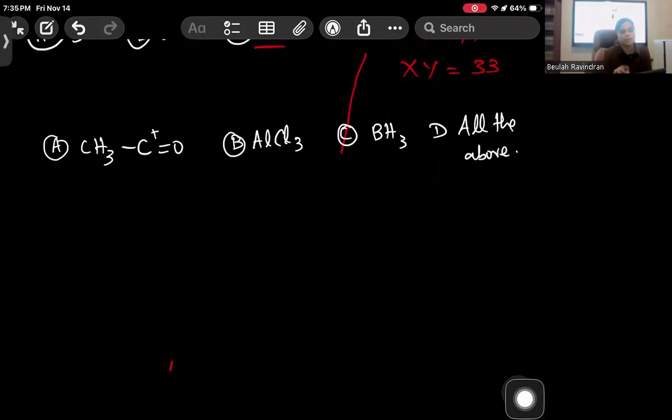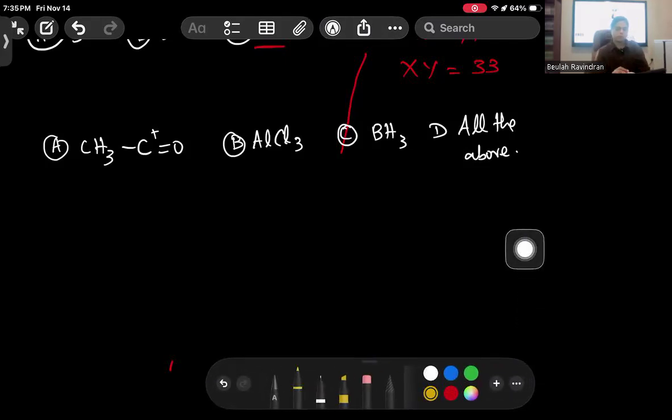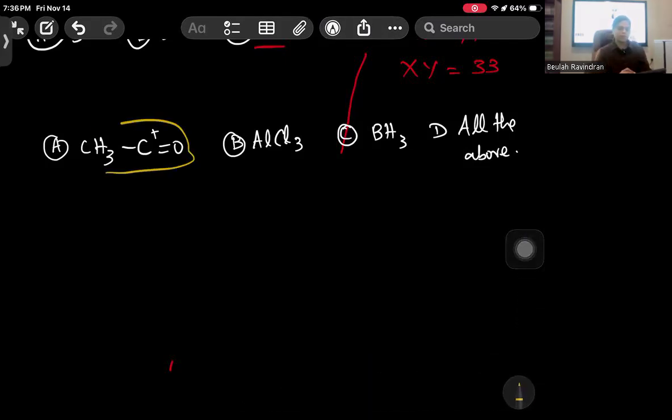We are asked to find which of the following is an electrophile. Can you find it now? Generally, a positively charged species carries a positive charge. This is the central atom, and it has a positive charge, so it is obviously an electrophile.